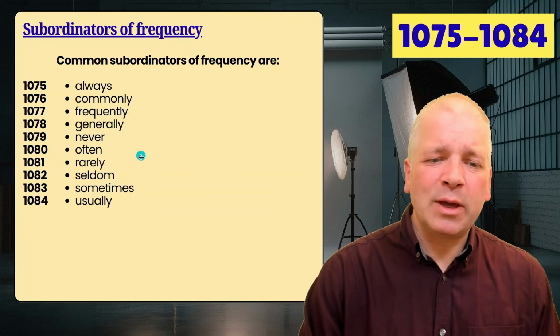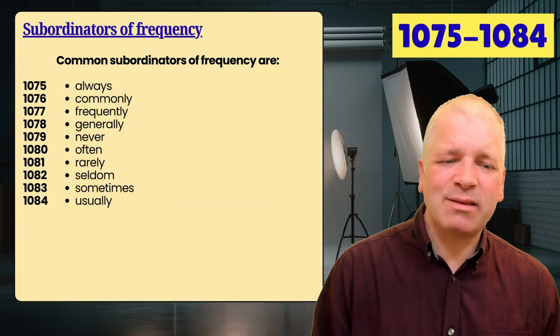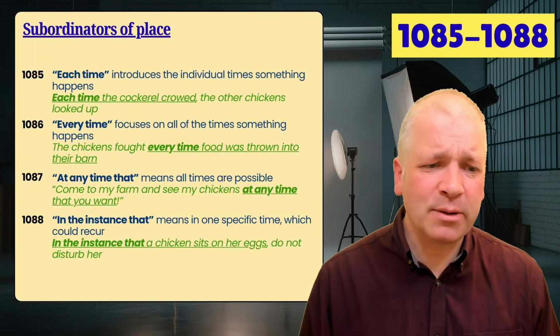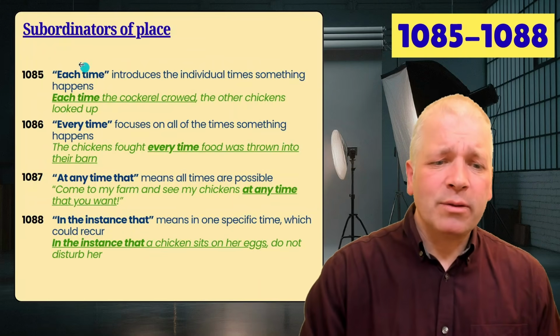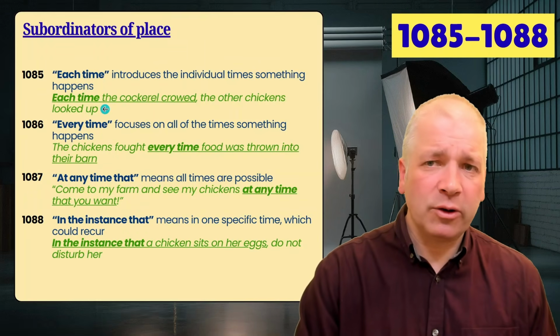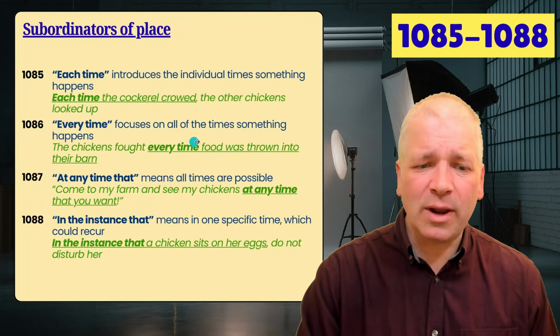Common subordinators of frequency are always, commonly, frequently, generally, never, often, rarely, seldom, sometimes, usually. But more advanced ones are "each time". So that introduces individual times something happens. Each time the cockerel crowed, the other chickens looked up. "Every time" focuses on all the times something happens. The chickens fought every time food was thrown into the barn.